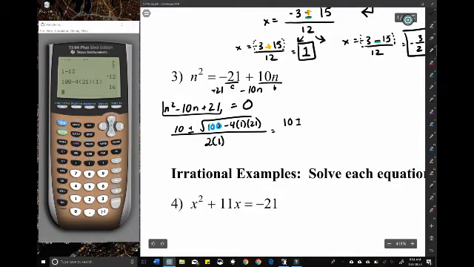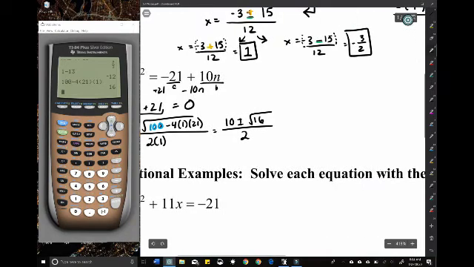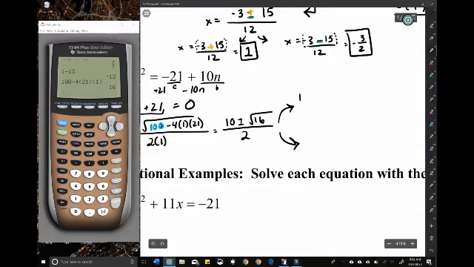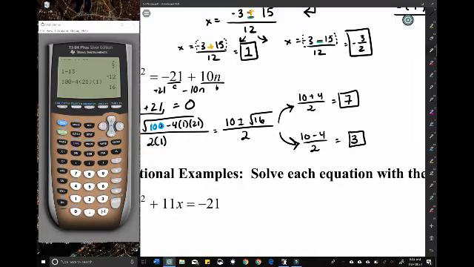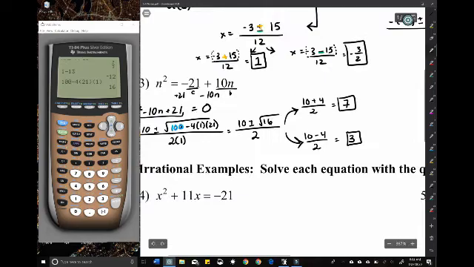So 10 plus or minus root of 16 all over 2. I got 2 old problems here. Okay, root of 16 is really 4, so 10 plus 4 all over 2, 10 minus 4 over 2, and 14 over 2 is 7. And 6 over 2 is 3. Okay, so start to take those little shortcuts if you can. We're going to look at some different types here.